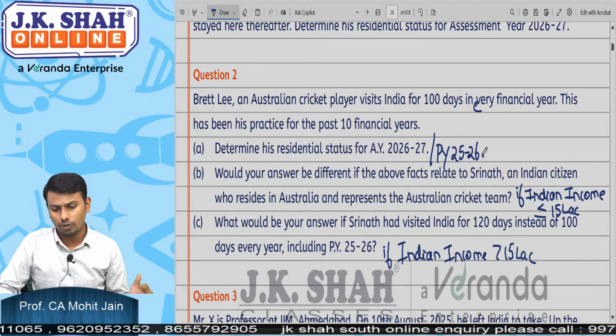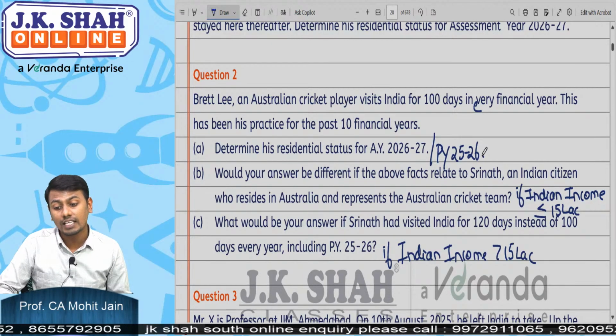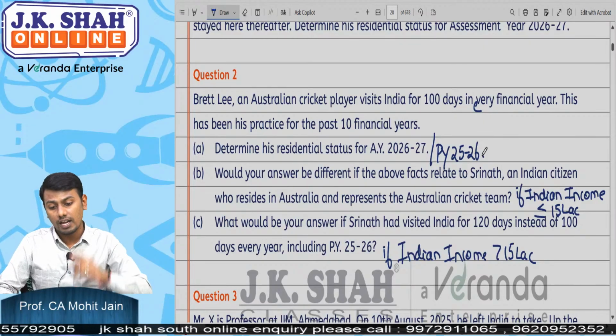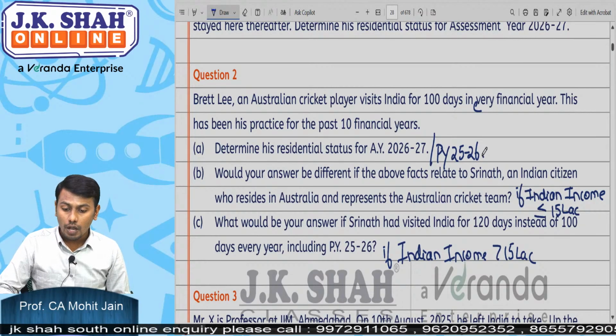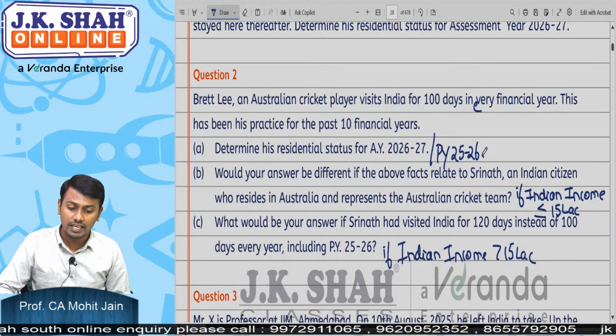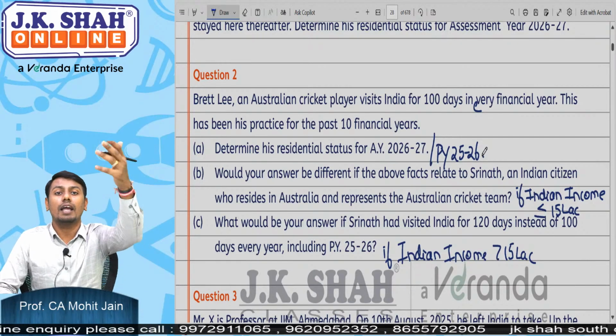Then sub question 2. Would your answer be different if the above facts relate to Srinath, an Indian citizen who resides in Australia and represents the Australian cricket team? And sub question 3. What would be your answer if Srinath had visited India for 120 days instead of 100 days every year? Please, I need 3 answers.